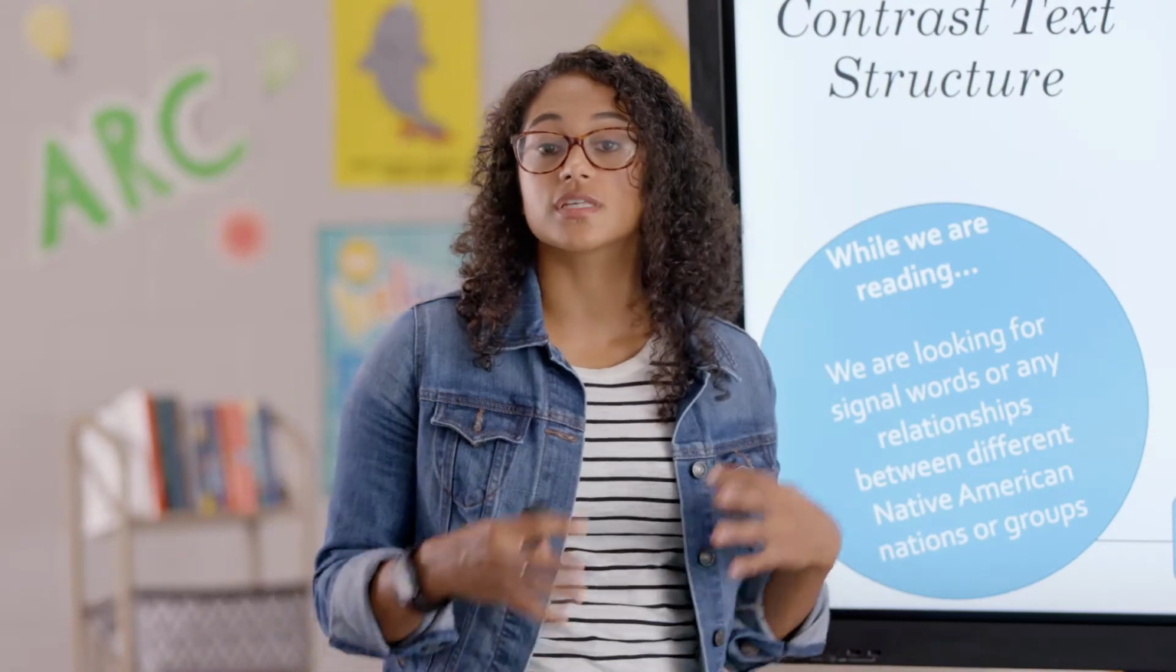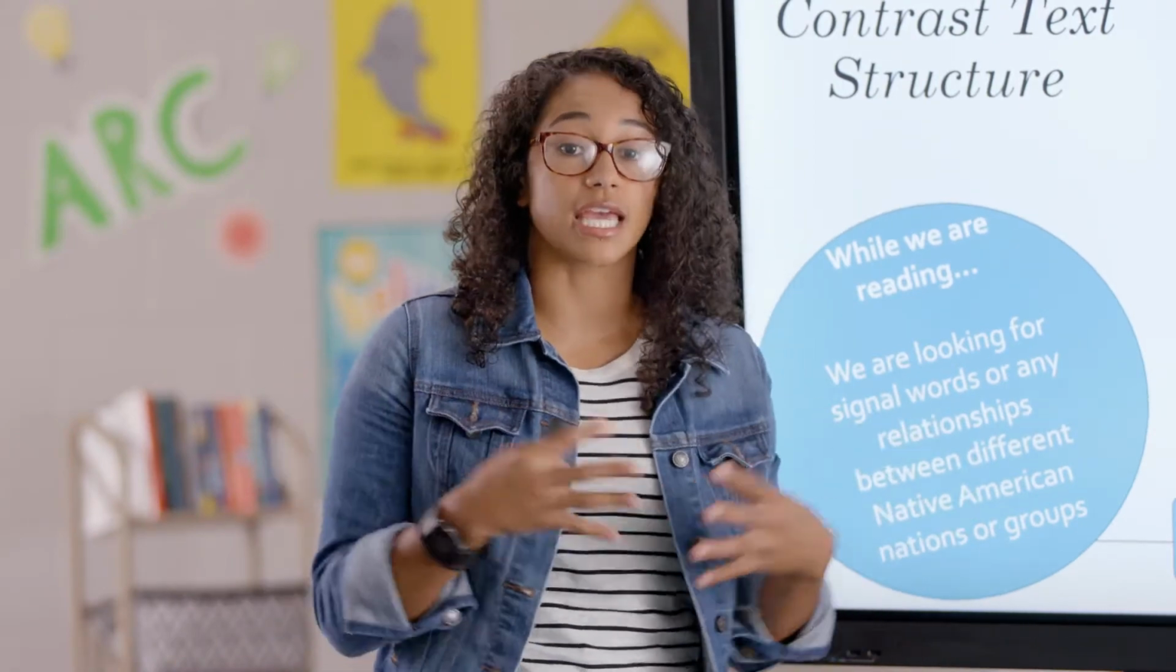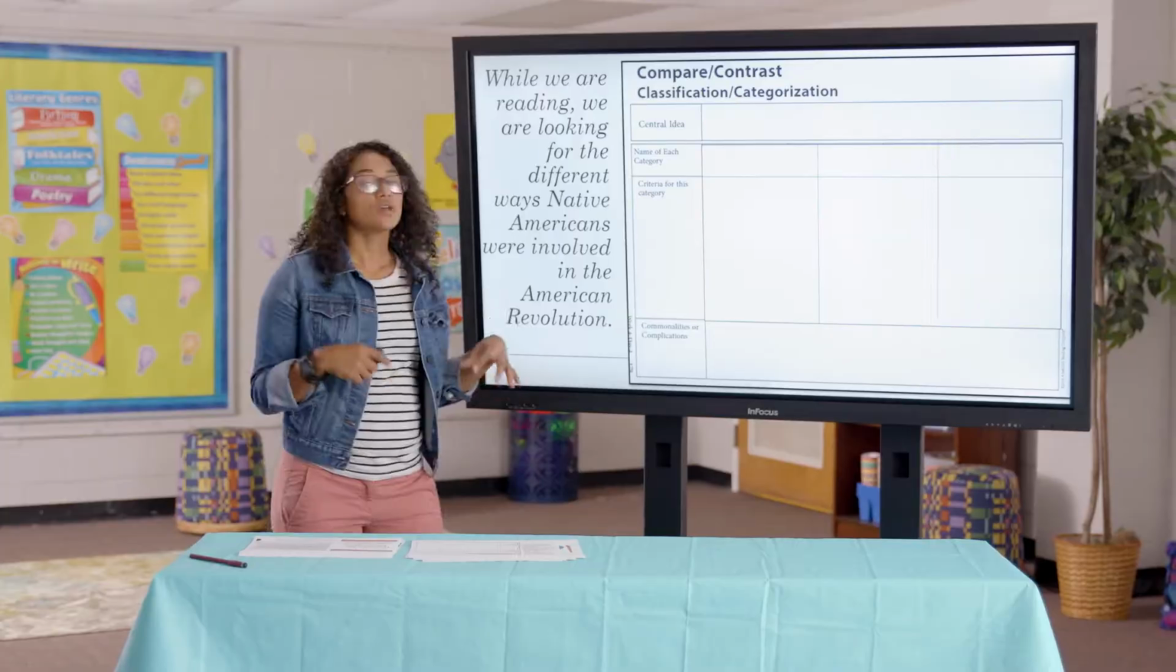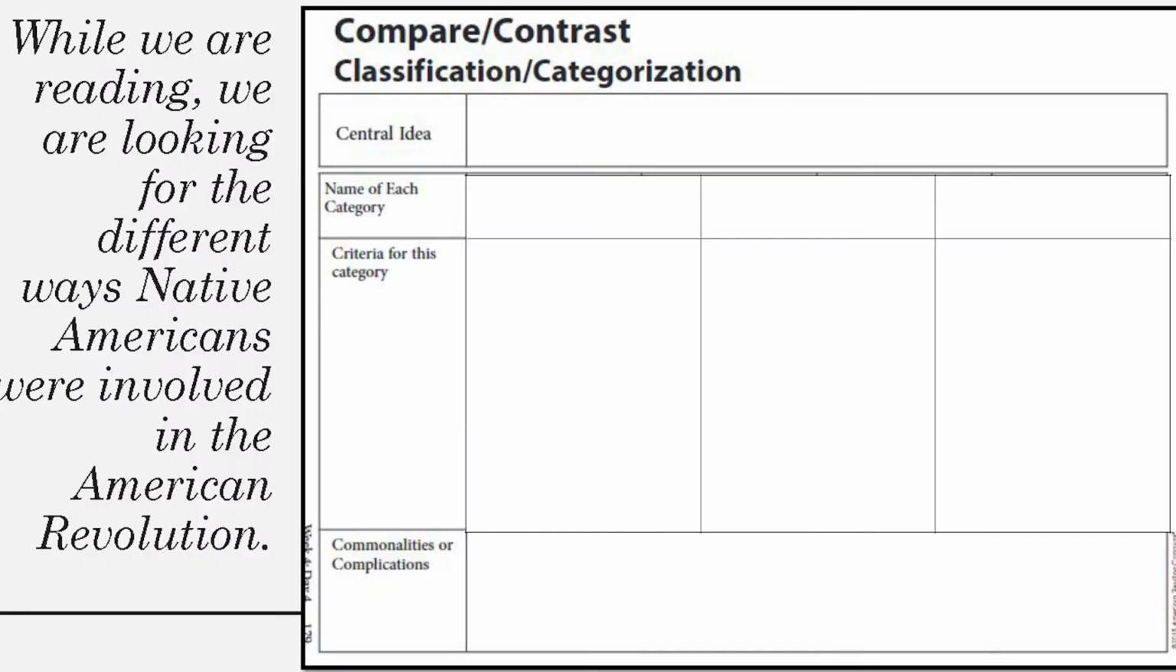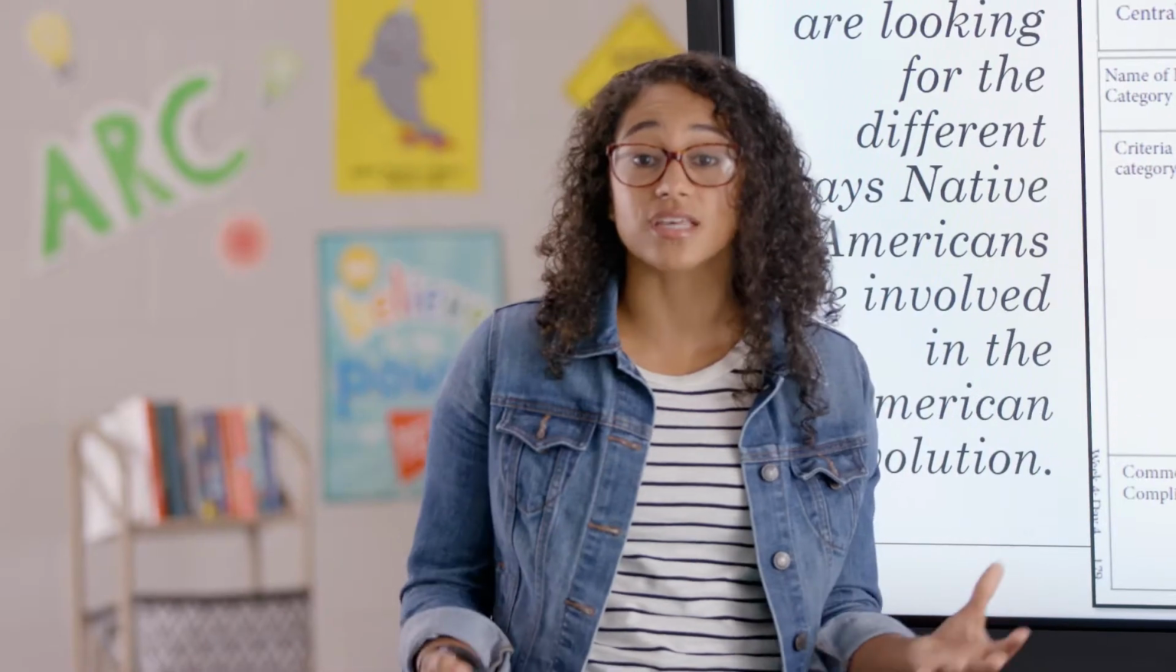Revolution. So while we're reading today, we're going to be on the lookout for signal words, or more importantly, those relationships between those different groups. So to complete this chart, I know that I have to be looking out for the different ways that Native Americans were involved in the American Revolution, and I had to have a text to do that.